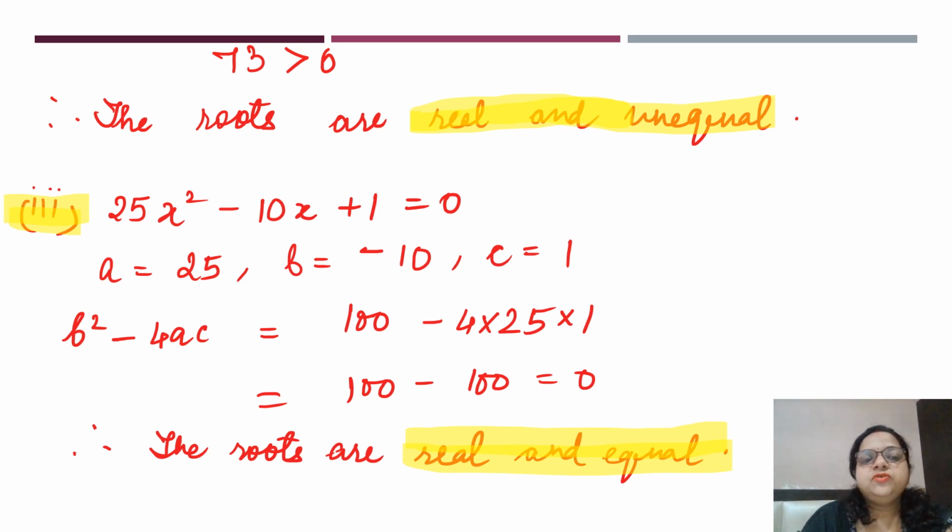Now coming to the next part, children, the third part: 25x² − 10x + 1 = 0. a = 25, b = −10, c = 1. b² − 4ac = (−10)² − 4 × 25 × 1 = 100 − 100 = 0. Since b² − 4ac = 0, therefore the roots are real and equal.